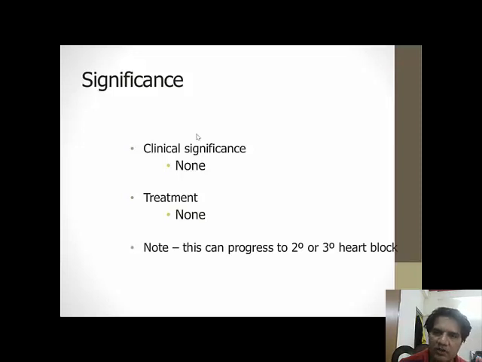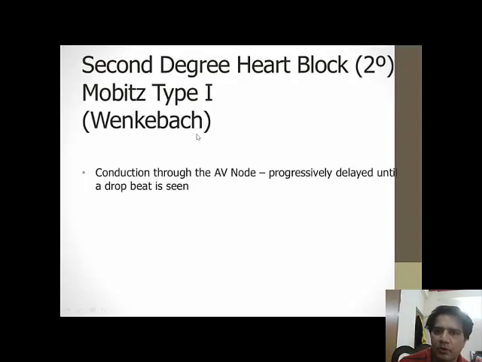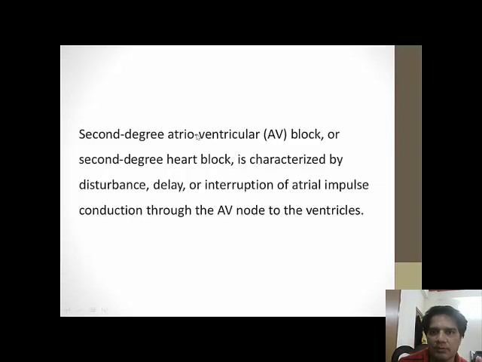Then the problem starts when it goes to second degree or third degree. What did I tell you in second degree? In second degree, the dropping of ventricular complexes starts. In first, you have a long distance between atria and ventricular complex. In second, the dropping starts. In second type 1, the PR gets longer, longer, then you drop. That is a gradual progression of the distance between atria and ventricle, and then something drops. And in type 2, it is a sudden drop. So conduction through the AV node is progressively delayed until a beat drops.